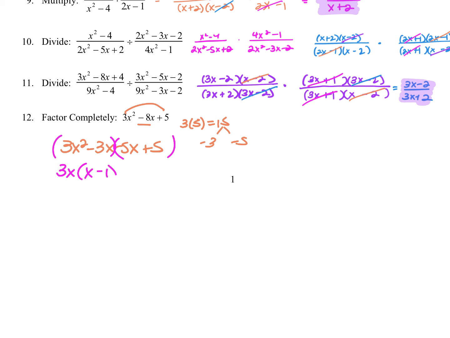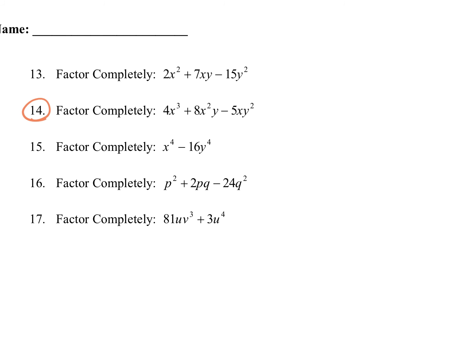I get x minus 1. Take out a negative 5, x minus 1. And then it's x minus 1 and 3x minus 5. So this one's a little tricky. First of all, for 13, remember that there's going to be an x and a y and an x and a y.